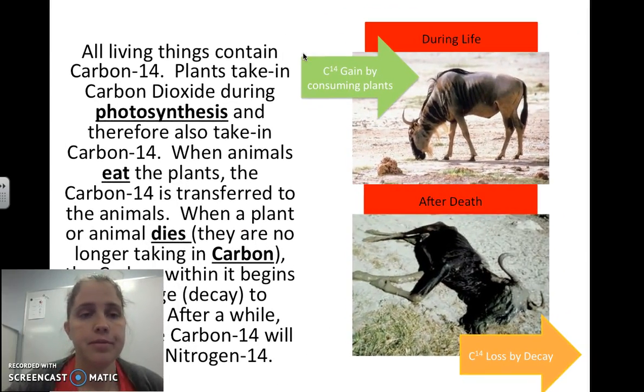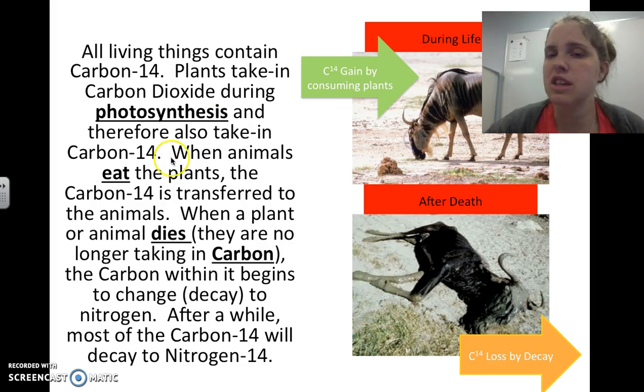All right. So all living things contain carbon-14. That's why we use it to date fossils, because they were living things. And plants take in carbon dioxide during photosynthesis. You should remember that part. And therefore, we also take in carbon-14. So when plants take in carbon dioxide, when they're breathing in, they take in a form of carbon called carbon-14. When animals eat the plants, we also get carbon-14 in our body. And so do the animals that eat that.